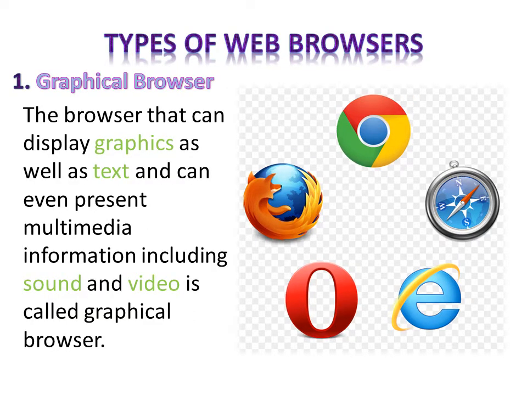There are two types of web browsers. The first one is the graphical browser. You can see all these browsers in the picture. These are all graphical browsers. The browsers that can display graphics as well as text and even present multimedia information including sound and video are called graphical browsers.